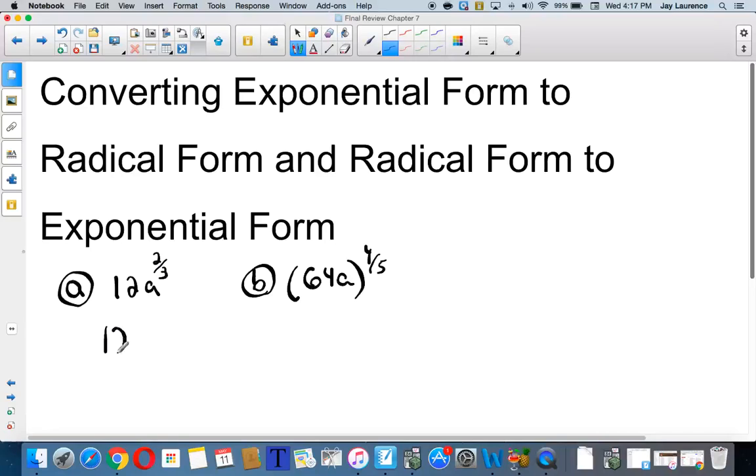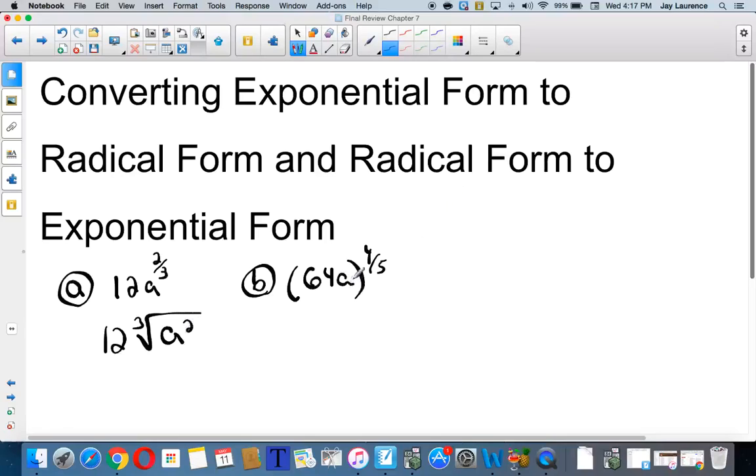So I'm going to have a 12, and then I'm going to need a root. What root am I going to need? Well, I'm going to need the cubed root, because the denominator tells me the root. And that's going to be an a squared inside the cubed root. And that's all you can do.